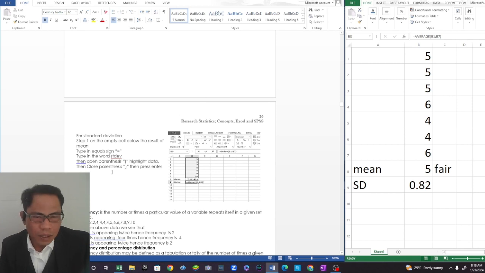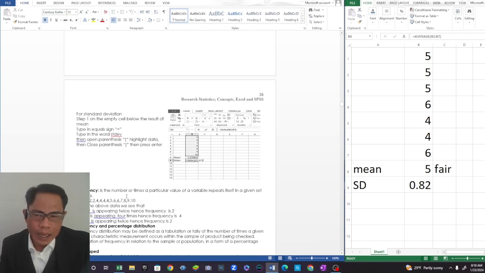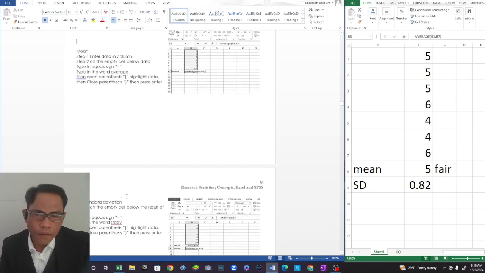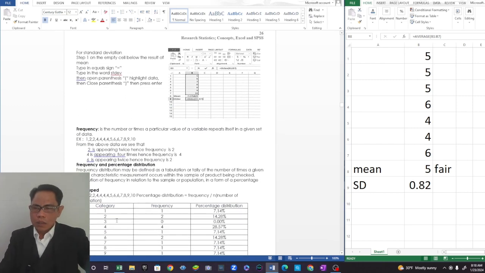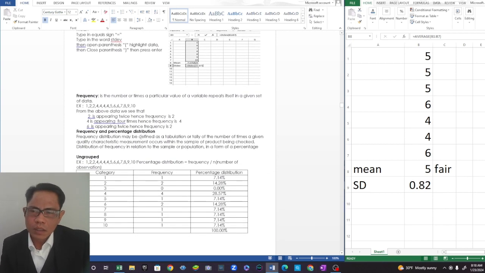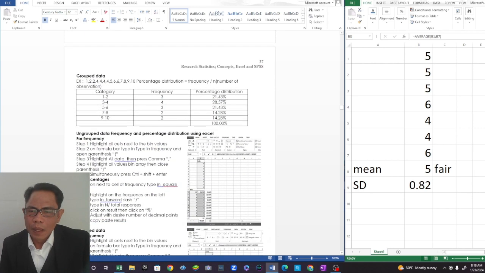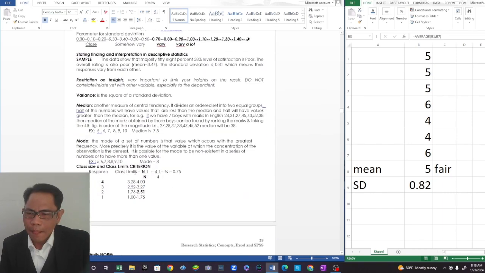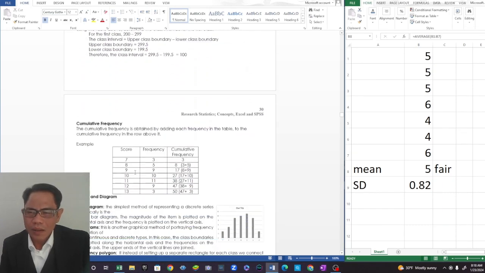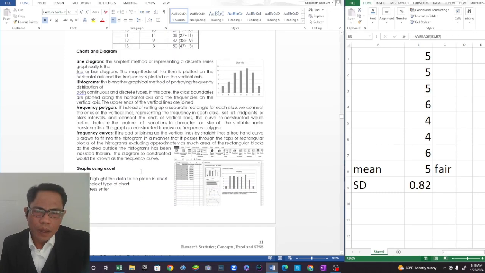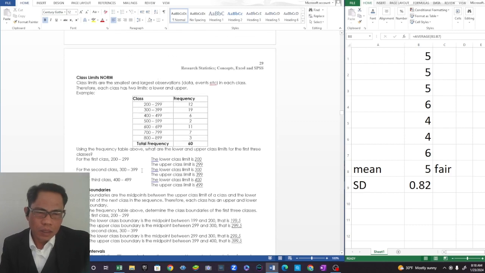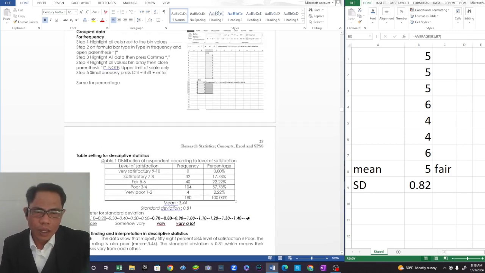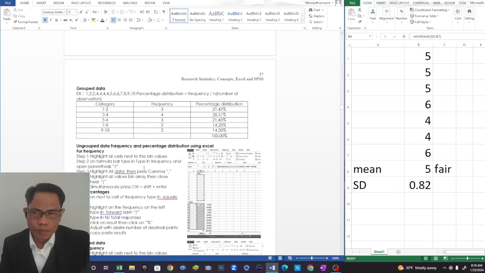And for standard deviation, it's in the book on how to get it. And I have to cut this off because I will be discussing frequency and percentage distribution. We also have ungrouped data and grouped data, using Excel as well. So that's a lot of topics to be discussed. So as for now, I'm going to end this video and consider it a lesson on mean and standard deviation, and I will add another lesson in a couple of minutes.